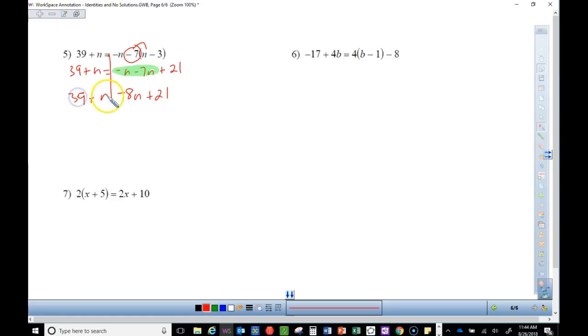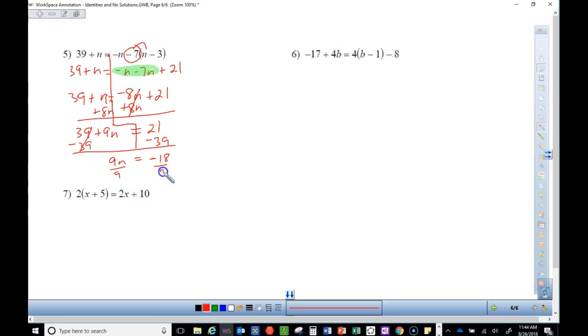And then I'll get my variables on one side. So maybe I'll add 8n to both sides. So this one's gone. Add 8n to this side. So I'll have 39 plus 9n equals 21. All right. So I get a minus 39 from both sides. And then 9n equals 21 minus 39 is going to be negative 18. And when I divide, I get n equals negative 2. So that's just a regular old equation, nothing special about that one.